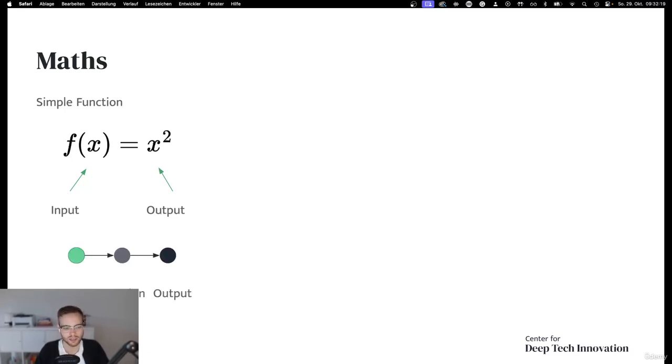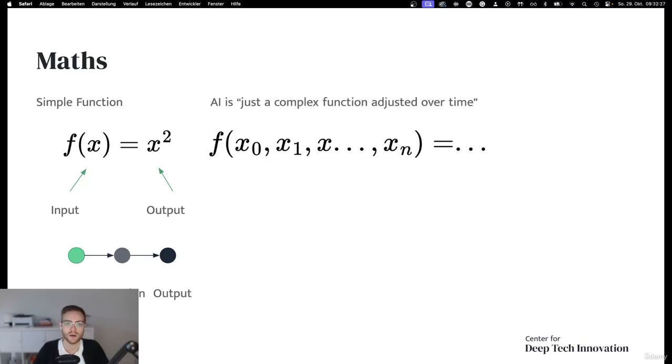So if we are drawing little bubbles here, we have an input depicted in green, we have a function, and we have an output depicted here in black. When we think about these types of generative AI models, they are just a very complex function that is adjusted over time. And with very complex, I mean a function that takes many inputs and creates one or more outputs. And with many inputs, I mean potentially millions in terms of generative AI.